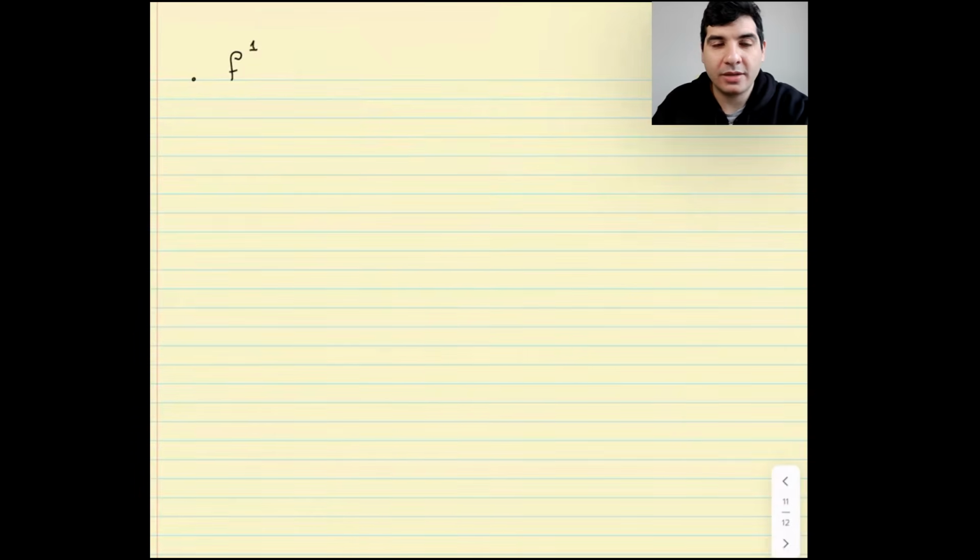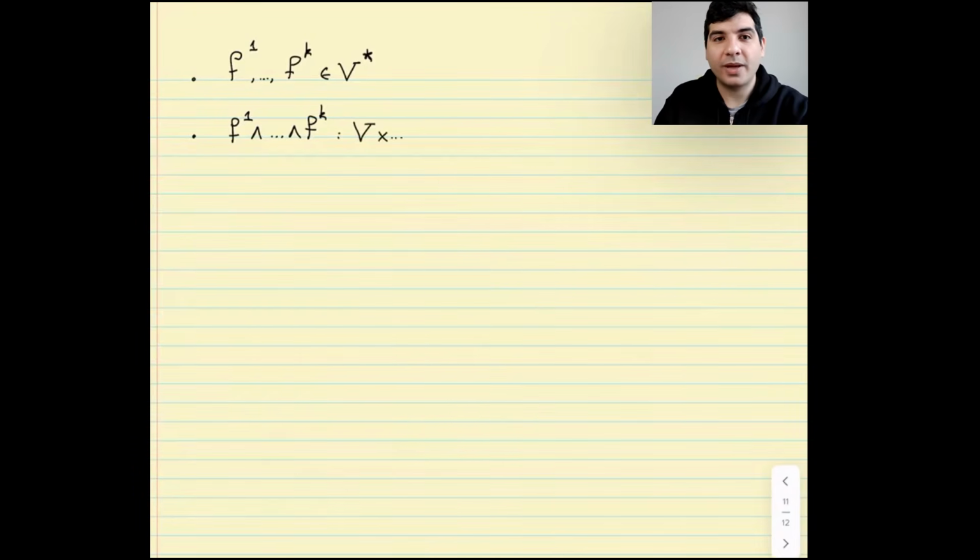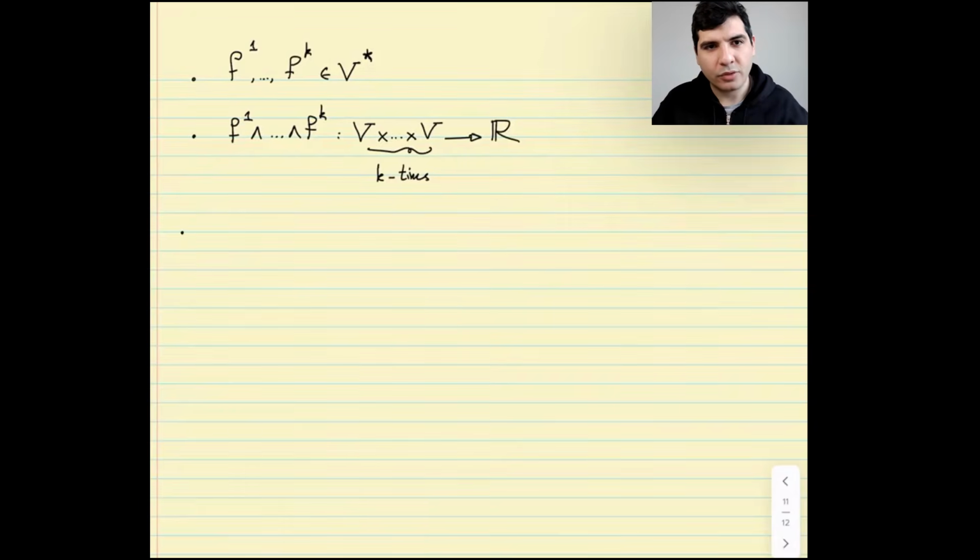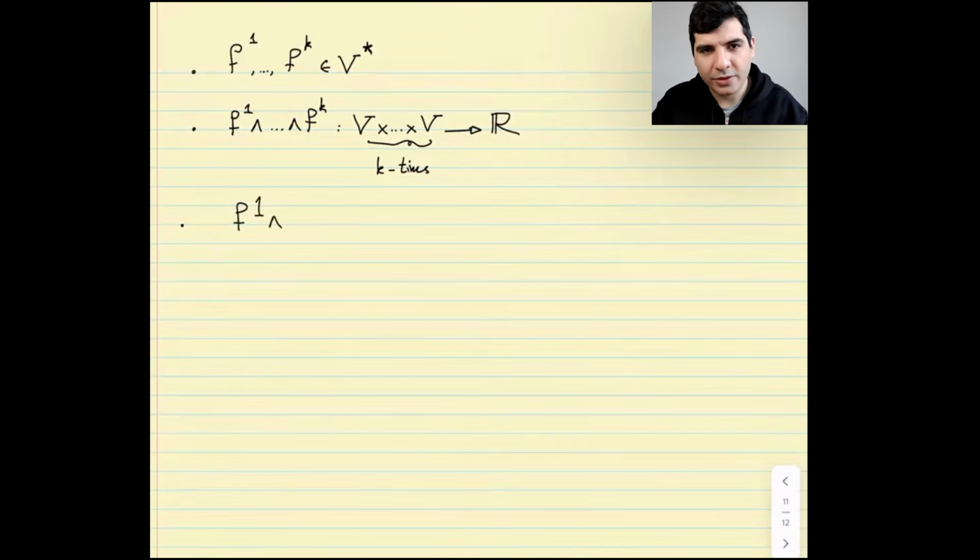Now suppose we have F1 up to Fk. Suppose these are linear maps from V to R, so they are elements of V star. We can consider their wedge product, F1 wedge F2 up to wedge Fk. This would form a multilinear map from V times itself K times to R. So this wedge product, F1 wedge F2 up to Fk, as an input would take K vectors in V. So the input would be V1 up to Vk. What is the value of this thing? It's a good exercise to compute this explicitly.